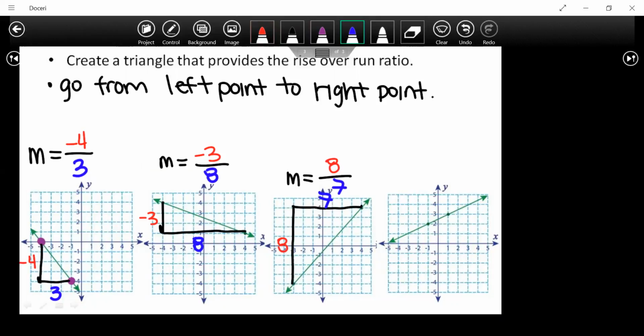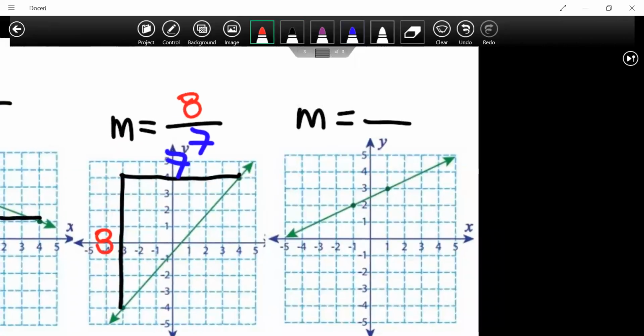Can you guys do the last one? Try out the last one. Good. Creating my triangle going up and over. Up and over. What am I going to write? So I go up 1 over 2. So 1/2. Are we good? Okay.